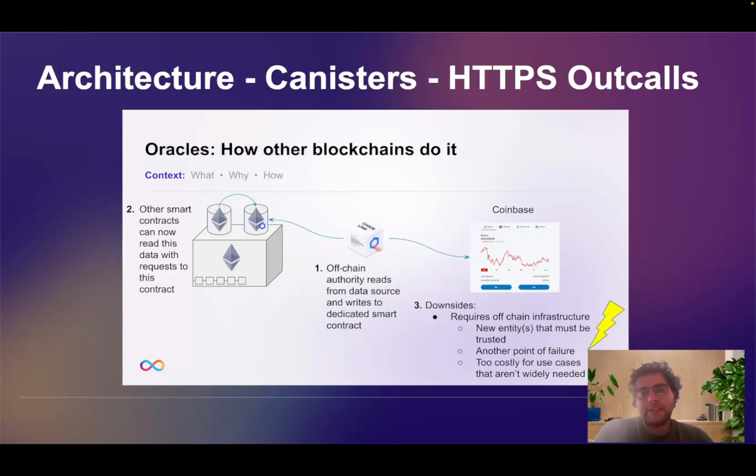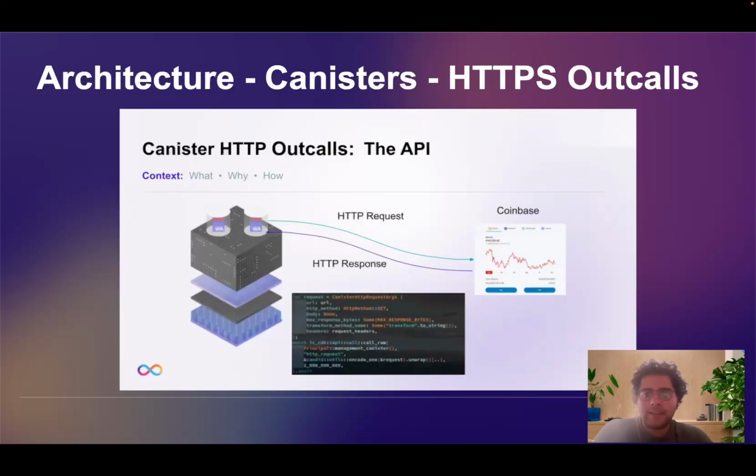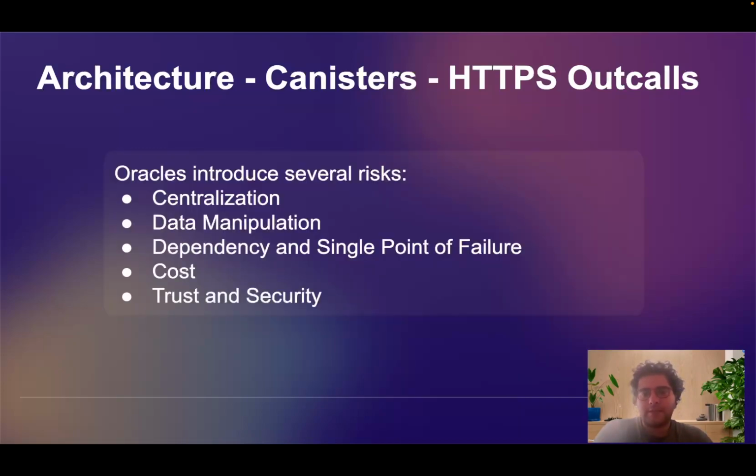So on other blockchains, first an off-chain authority reads from a data source and writes to a dedicated smart contract, and then other smart contracts read this data with requests to this contract. And there are some downsides of it, and I'll be talking about them in a few slides. But on the Internet Computer, we have direct HTTPS requests, so we can retrieve data without any intermediary parties involved.